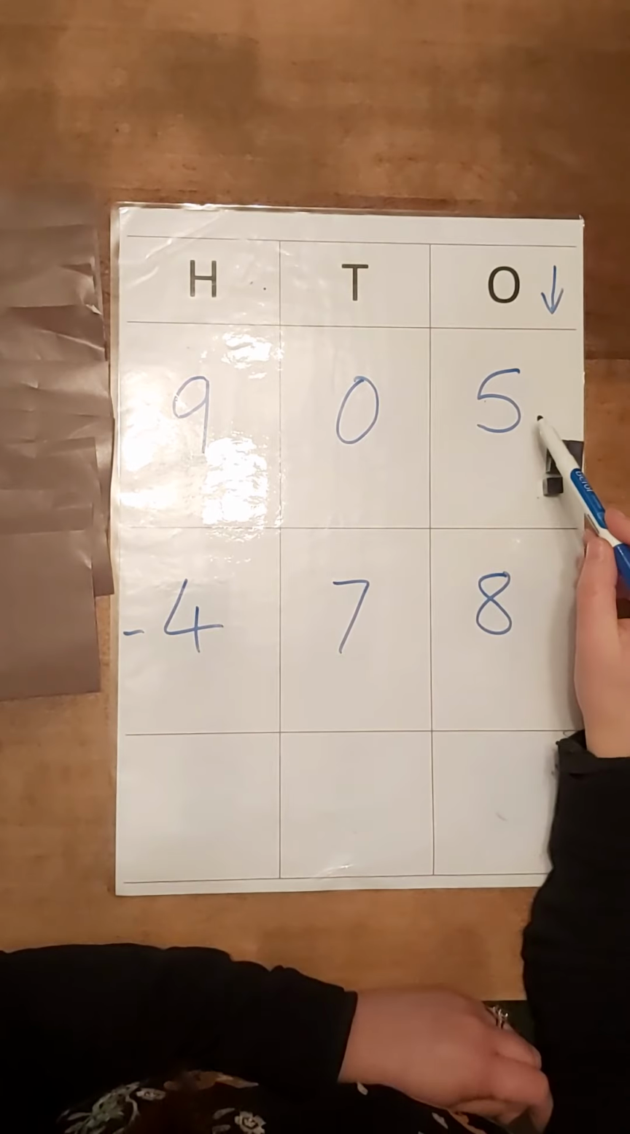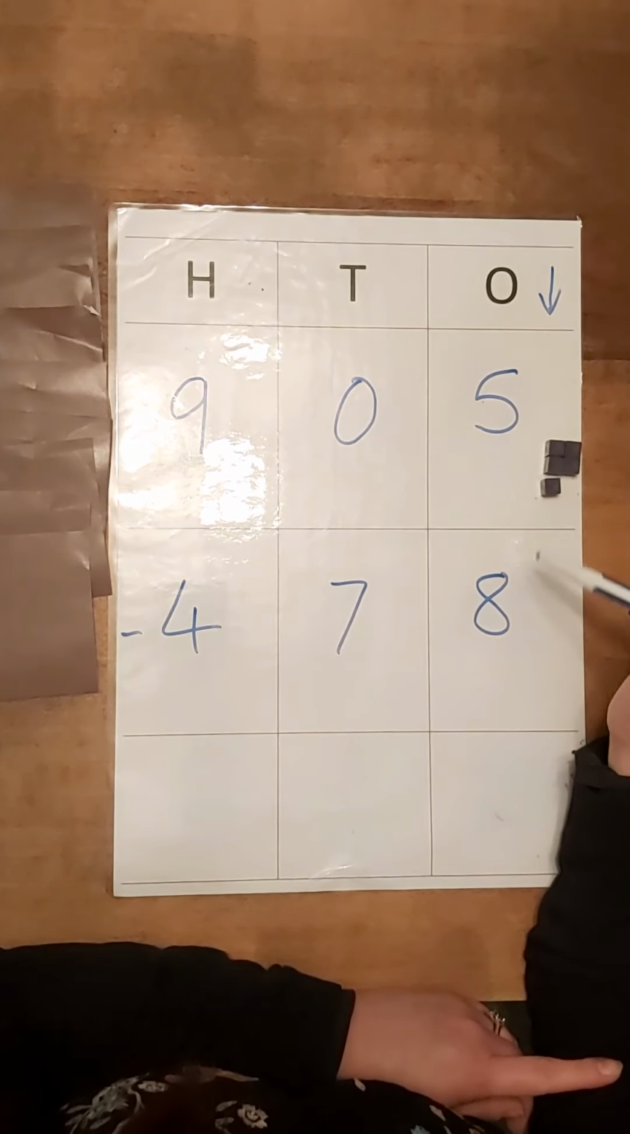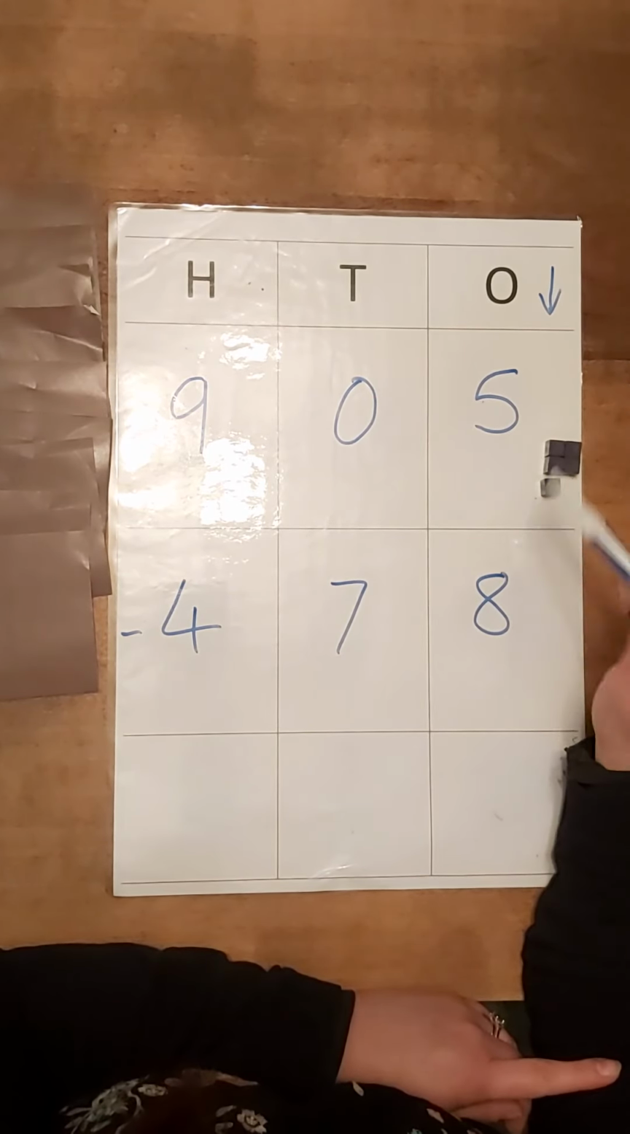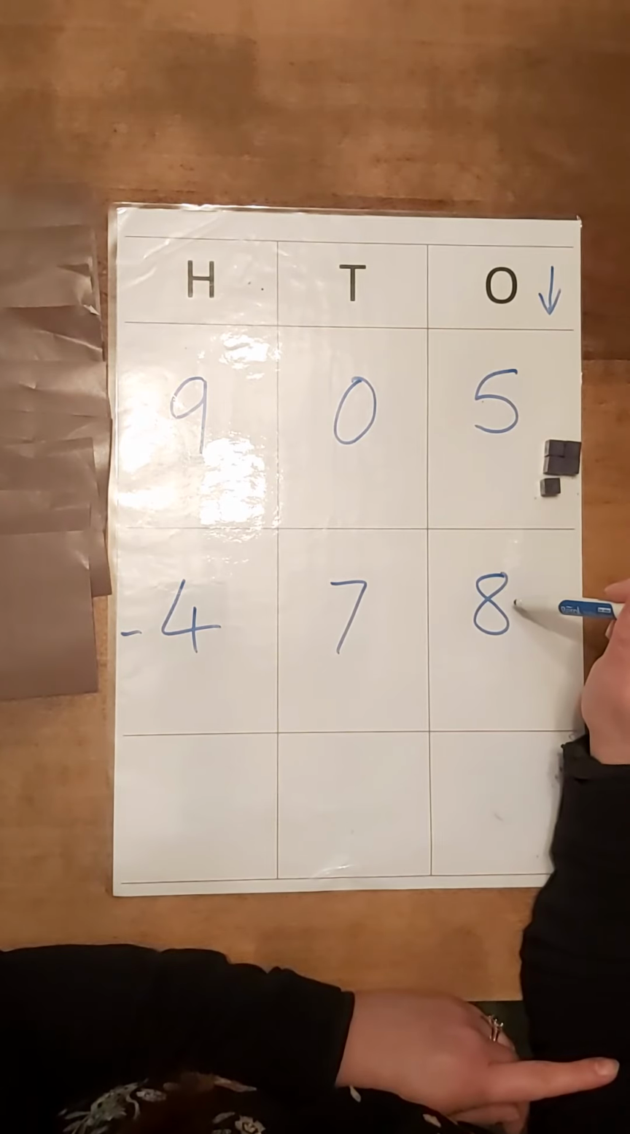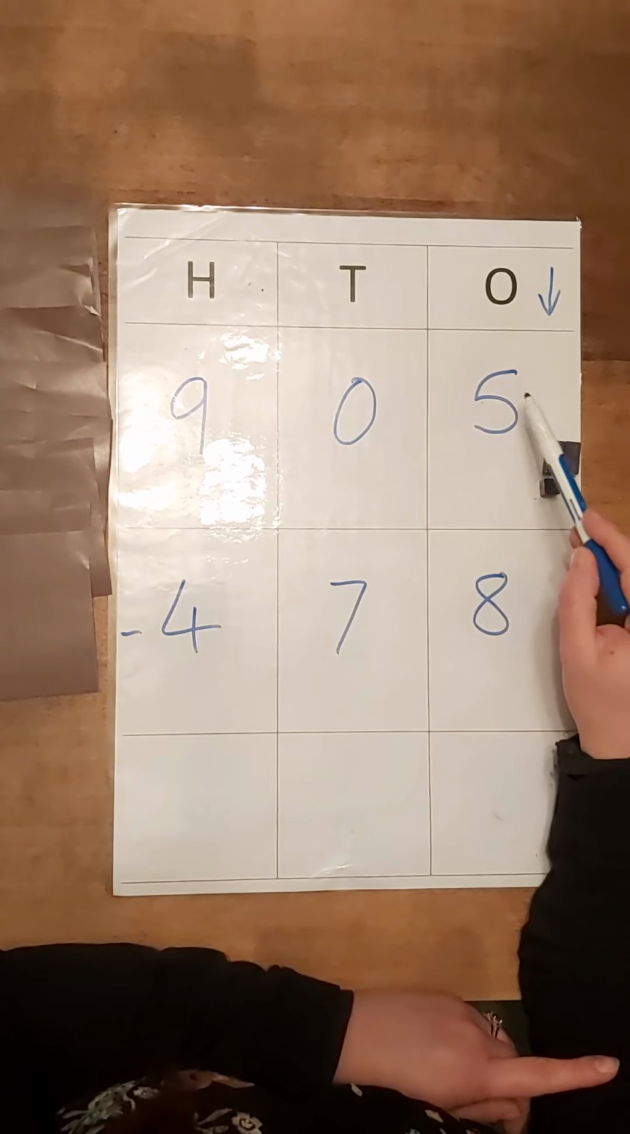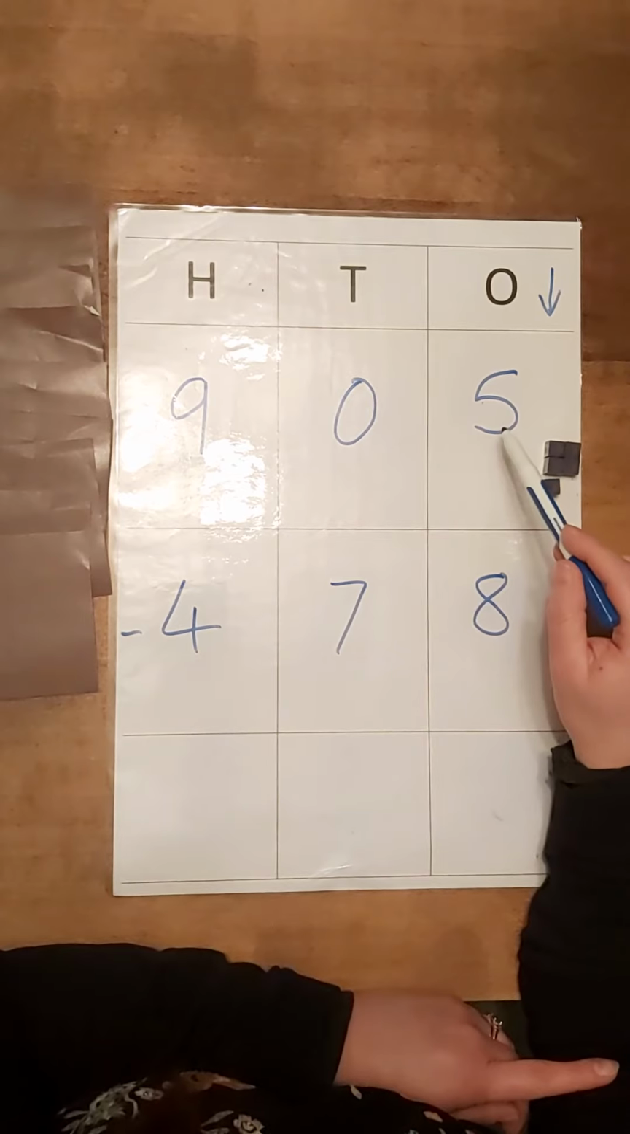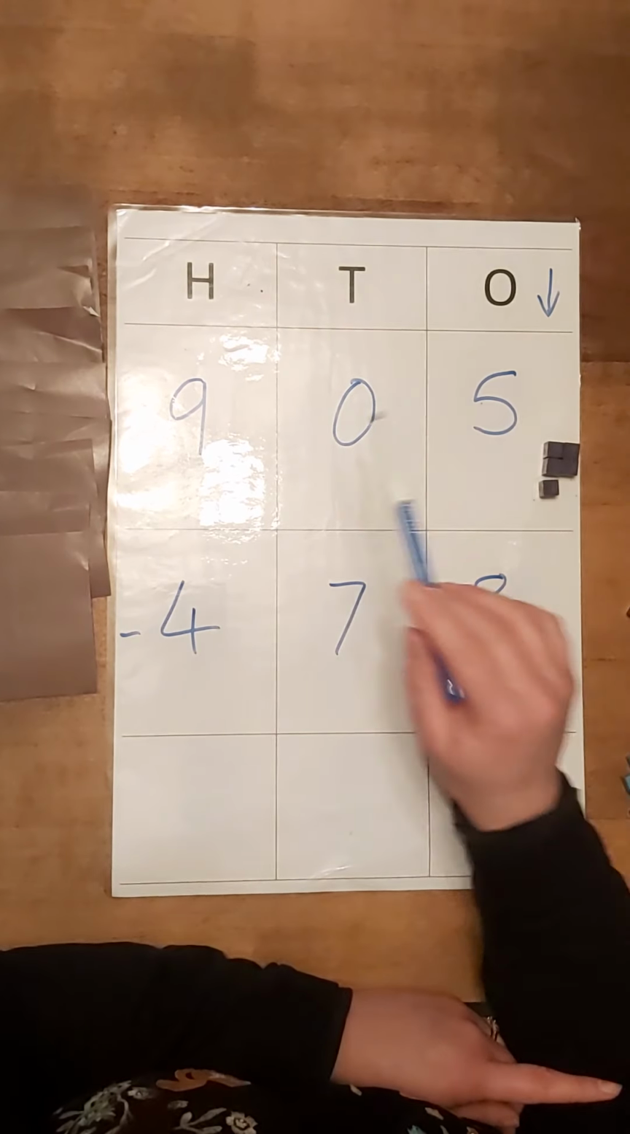Okay, well, let's see as we go through, and I think it might become a little bit clearer. So we're going to start with those ones again. All right, looking at that ones column. 5 take away 8, more on the top or more on the floor? That's right, it's more on the floor here. So this number needs to be made bigger. So we're going to pop next door.